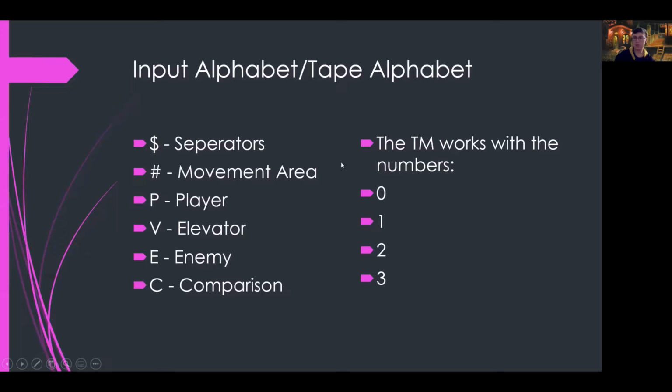I focused on movement for this, but if I wanted to start adding stats, I would separate sections with $ signs, and I'd have a new symbol for that. But for now, what's really important are these next four. P stands for player, V stands for the elevator, it's like an arrow down, E stands for enemy, and C is used for the area that I make a comparison. And the Turing machine also works with the numbers 0 through 3.